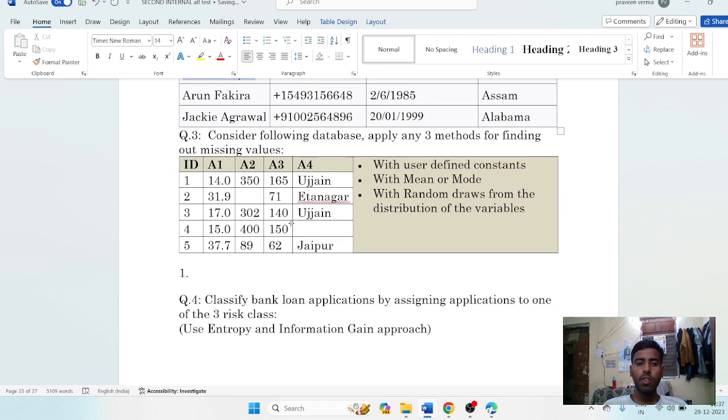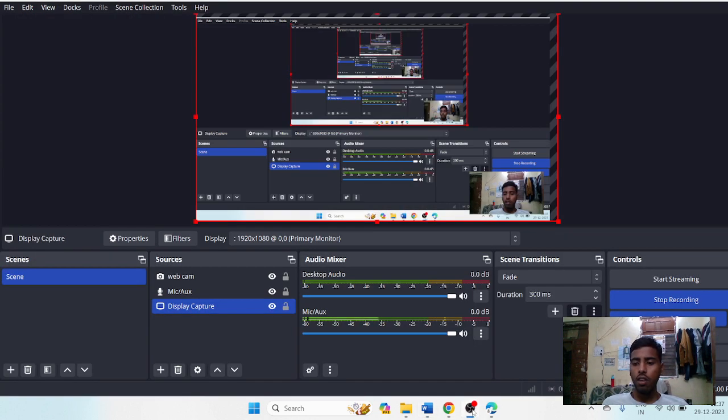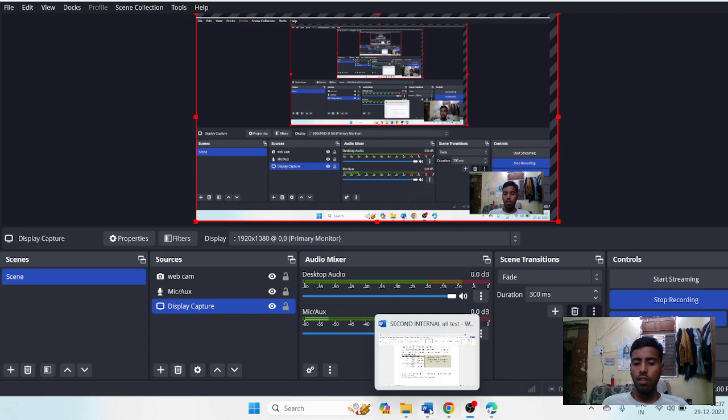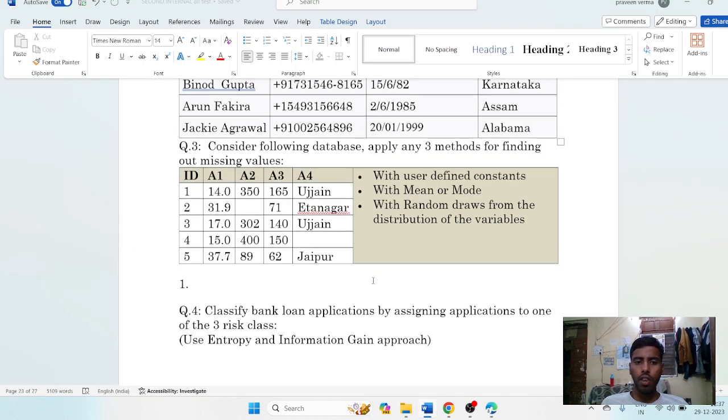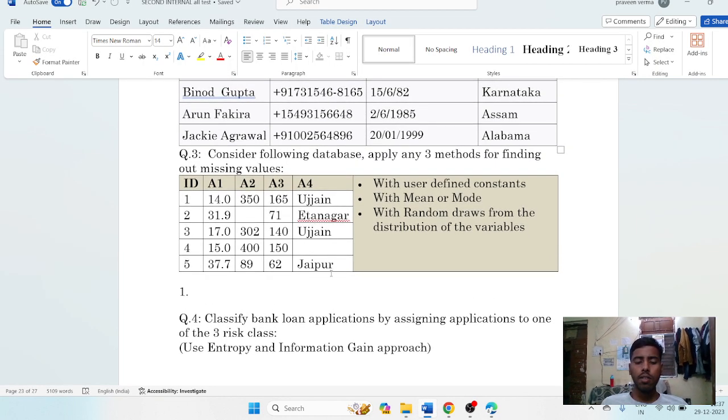Let's come to question number 3. Consider the following database. Apply any 3 methods for finding out missing values. Here is a data set. We have to find missing values in this data set using mean, mode, and median.